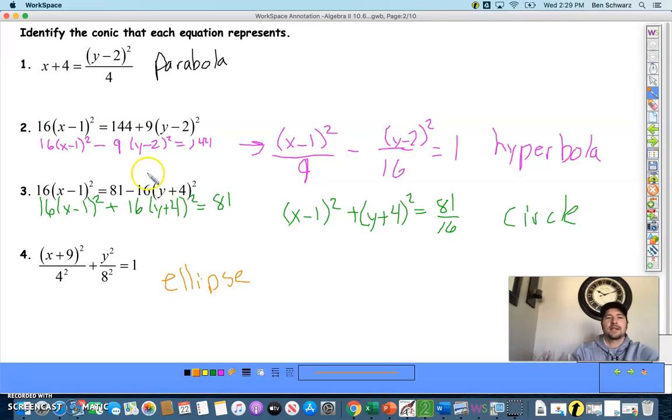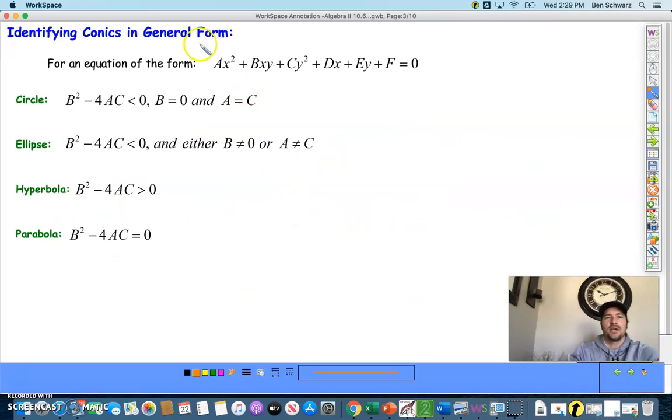All right, so that's when they're in what's called standard form, or at least close to standard form. When they're in general form, written out with an x squared, an xy, a y squared, an x, a y, and then a constant, we have a formula we use. It's b squared minus 4ac. So b is always the xy term. A is always the x squared term. C is always the y squared term. So you don't really need to worry about these too much over here.